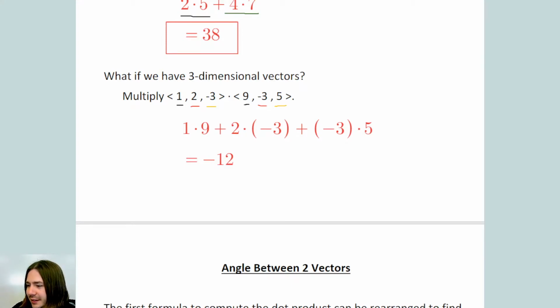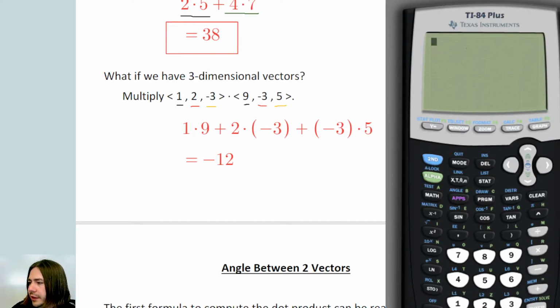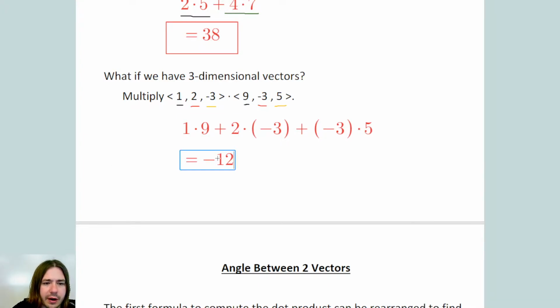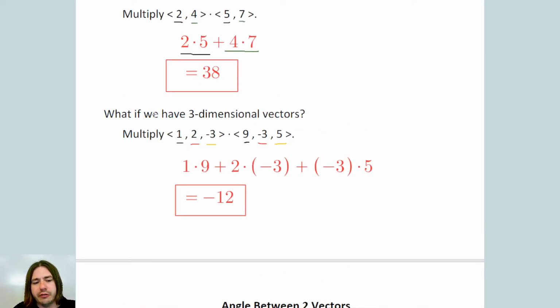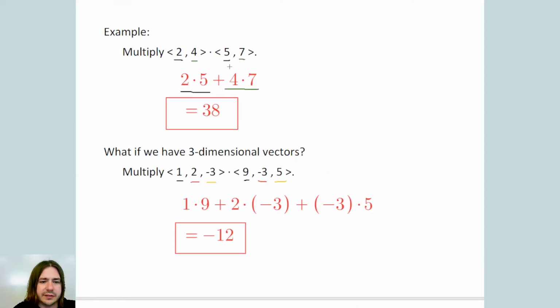Let's see here. There we go. So yeah, let's just double check that. We got 1 times 9. Don't really need to do the 1 times, but 2 times -3 plus -3 times 5. Pretty sure we did it right, but let's just double check. Yep, okay, so we get -12. All is well. Let's go ahead and get rid of that. So that's going to be our answer for this one. This is how you are going to multiply three-dimensional vectors using the dot product. You're doing the same thing as you do up here.